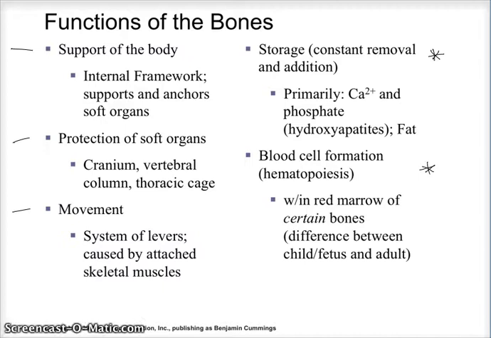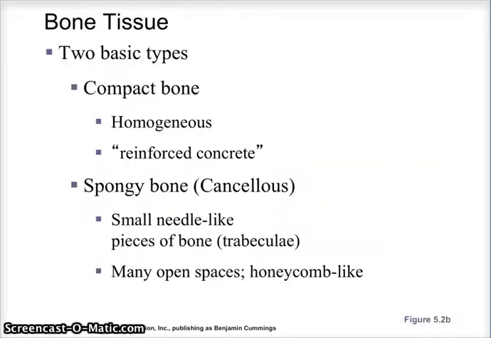Okay? Protection of soft organs, obviously we have a skull protecting our brain, the vertebral column protecting our spinal cord, and the thoracic cage or the ribs protecting our heart and lungs. Movement, levers. You should remember from physical science, first, second, third degree levers. And we'll talk about those when we go into the appendicular system, or appendicular skeleton.